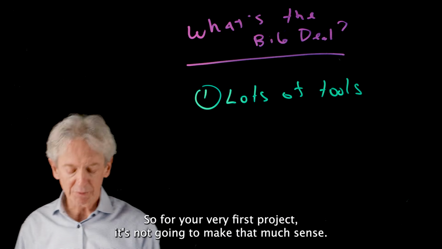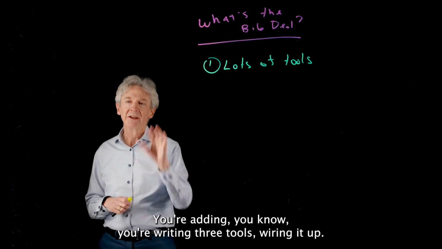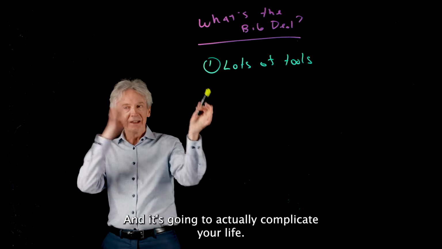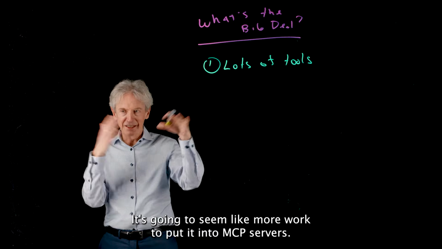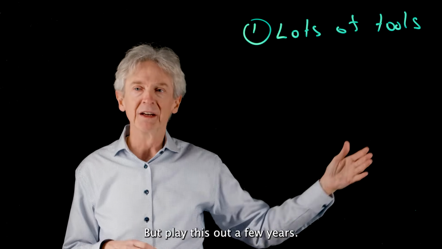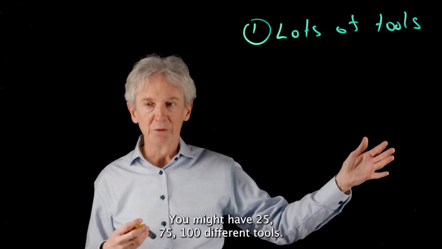So for your very first project, it's not going to make that much sense. You're building your first agentic loop. You're writing 3 tools, wiring it up. And it's going to actually complicate your life. It's going to seem like more work to put it into MCP servers. But play this out a few years. You might have 25, 75, 100 different tools.